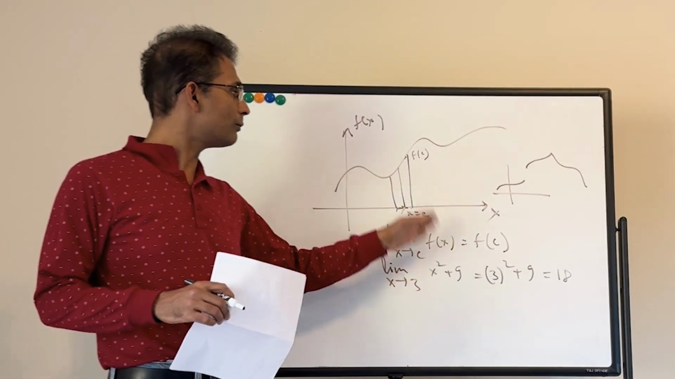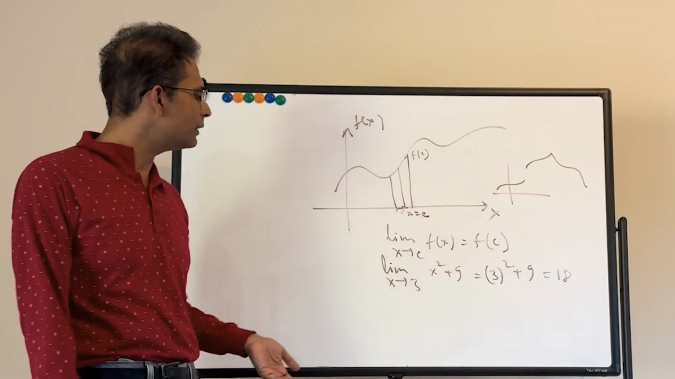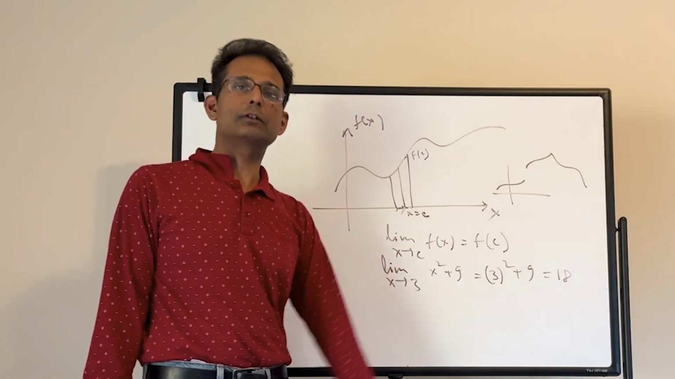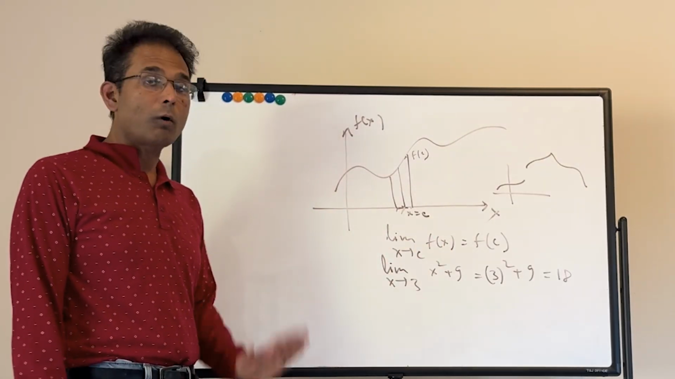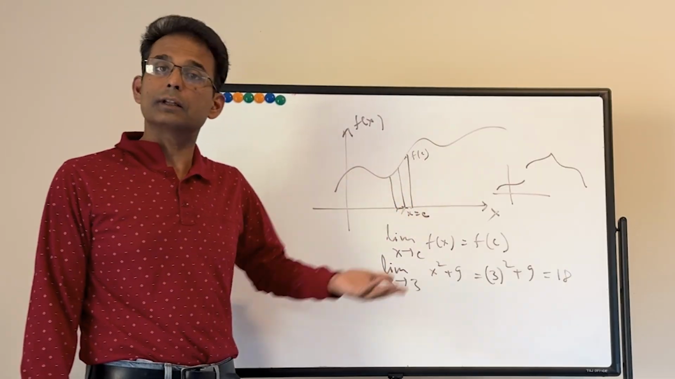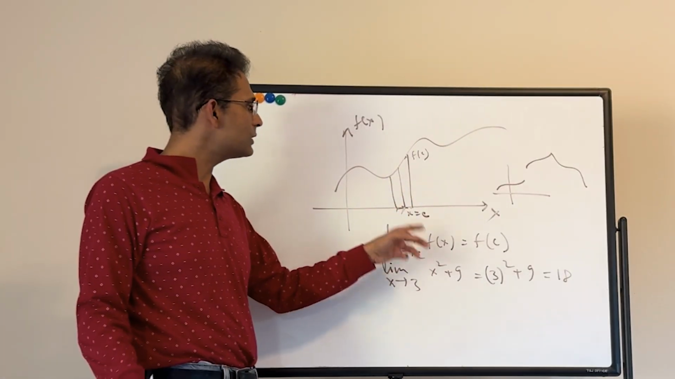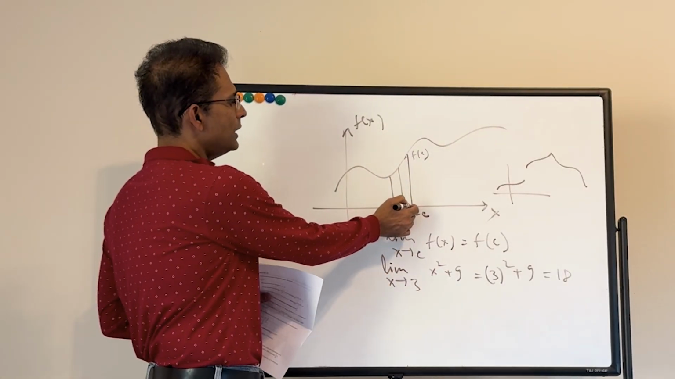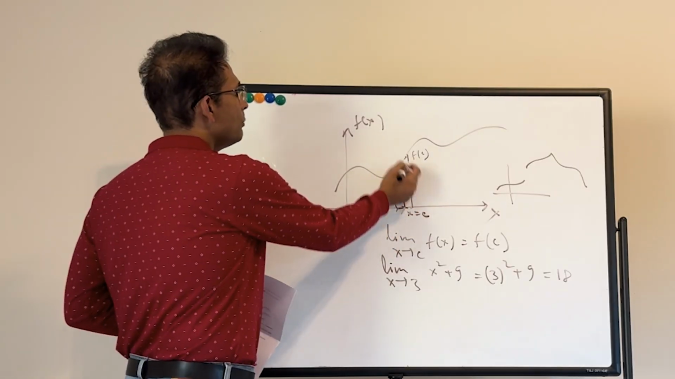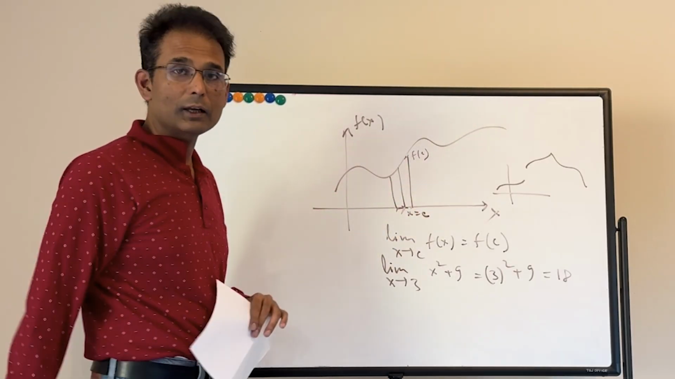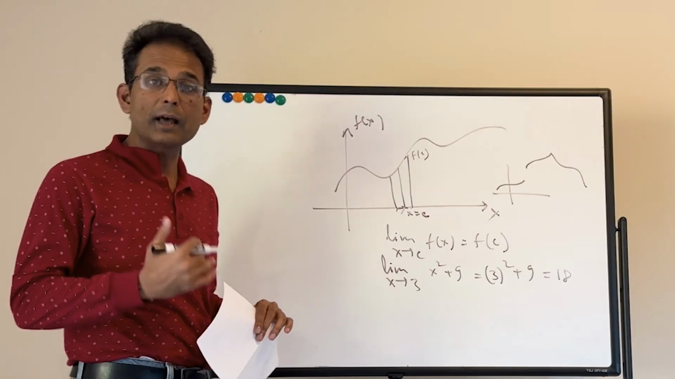In this example, for smooth functions, it really doesn't matter whether you're approaching a certain point or finding the functional value at that point. They're the same. As you can see here, as you approach c, the functional value approaches f of c, the value of the function at that value of x.